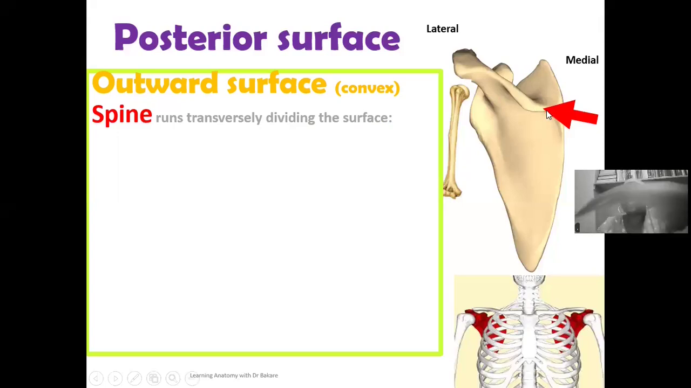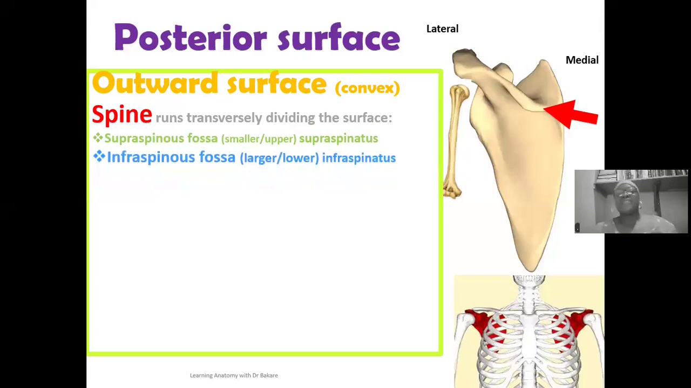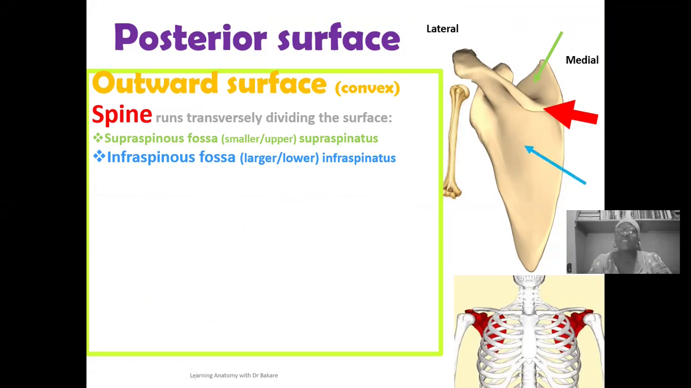This projection, because it's transverse, you then see it dividing the posterior surface into the supraspinous fossa and also an infraspinous fossa. This is the supraspinous fossa here, arrowed in green at the superior region. This fossa is seen to be smaller, and it is smaller because the point where the spine emerges is more at the upper edge. And this is where it is creating an uneven division of the posterior surface. And this is the infraspinous fossa located at the lower region here, which of course is larger, as you can see.